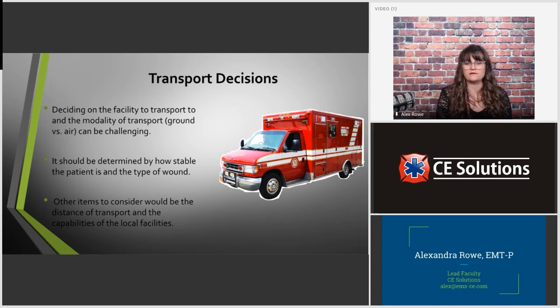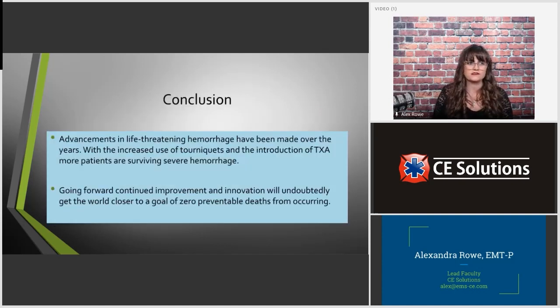Usually that's determined by how stable the patient is. Were we able to stabilize them with minimally invasive things, get their pressure up, treat them, stabilize them, and then we can actually ground transport them? Or do we need to get them to a facility faster? Other items to consider would be the distance of transport and capabilities of the local facilities.